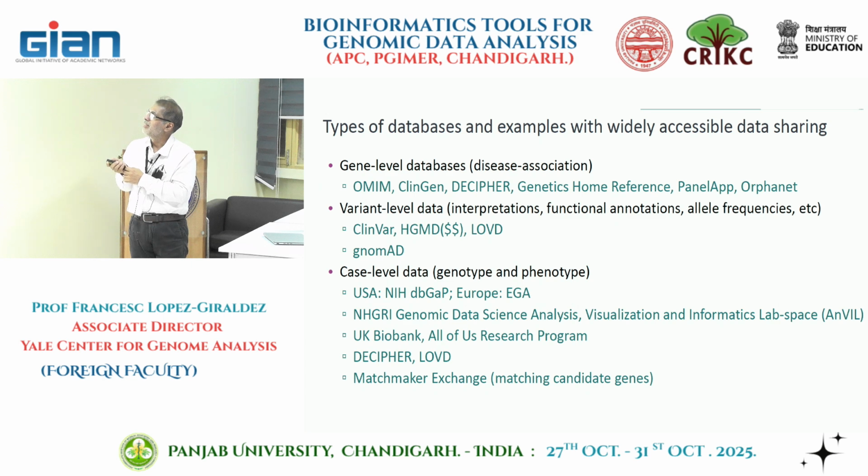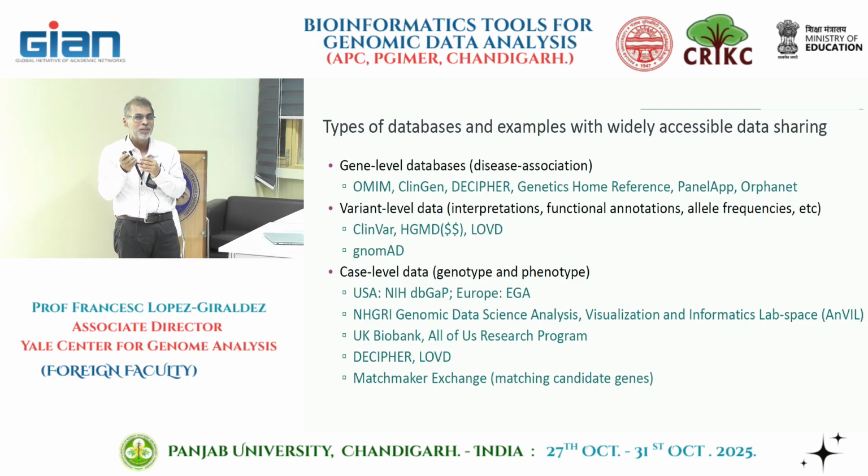So there are gene level databases and variant level databases. So what are gene level databases? One of the very important ones is OMIM. OMIM is a database where you have both phenotypes and genes associated with those phenotypes. OMIM is Online Mendelian Inheritance in Man, and it's a very good resource where you can look at a gene and also the phenotype. For example, with one gene you can have different phenotypes.